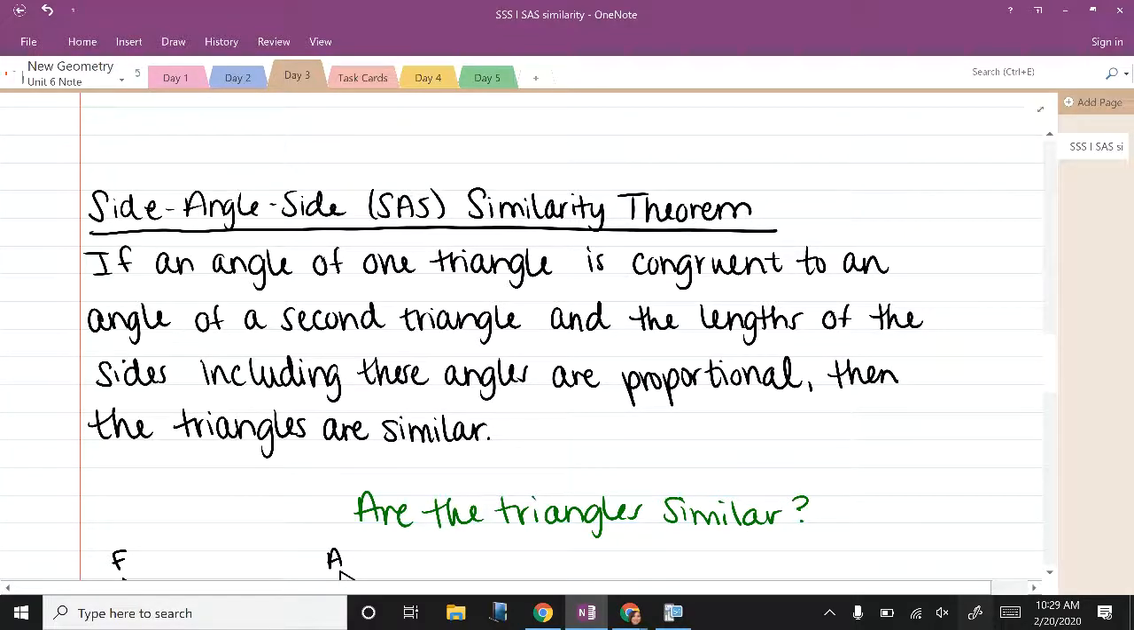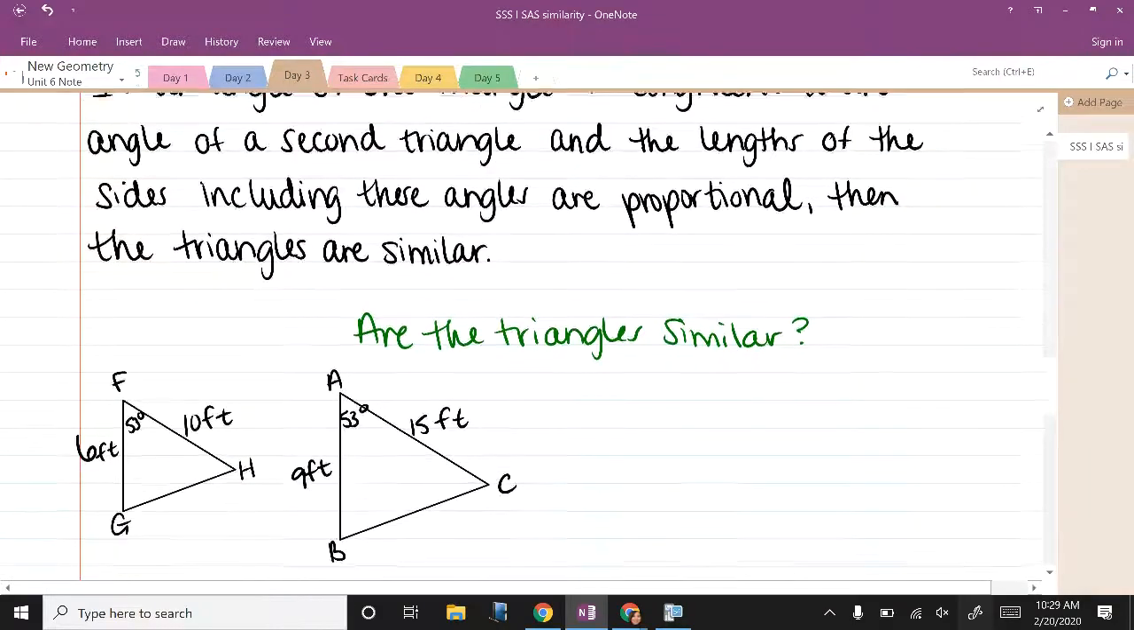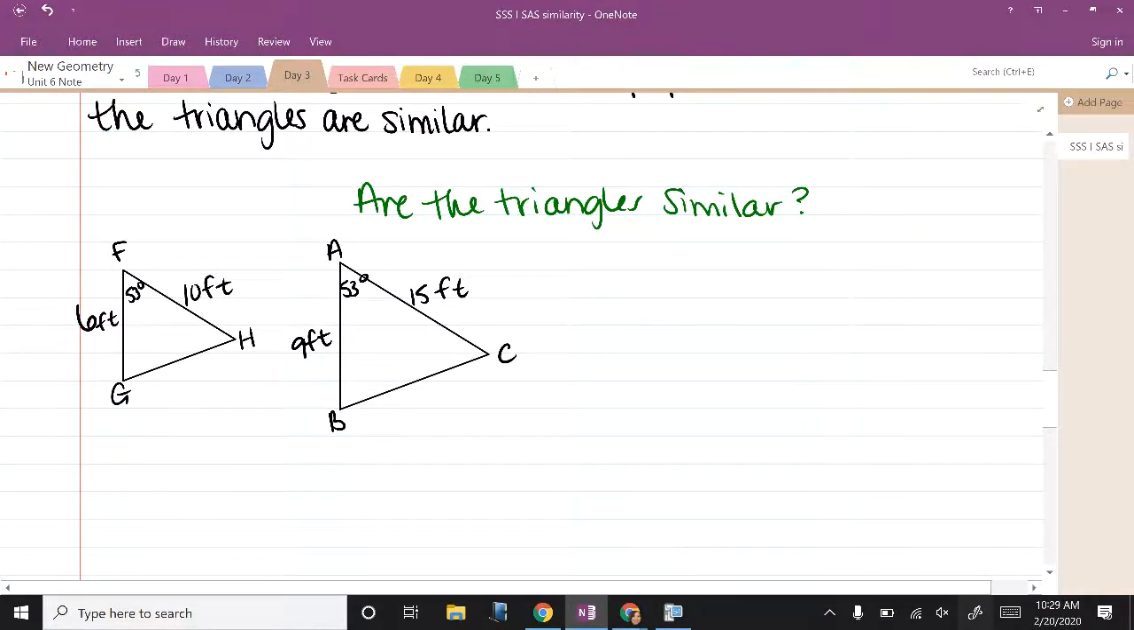So it says if an angle of one triangle is congruent to an angle of a second triangle, and the length of the sides, including the angles, remember including means in between, are proportional, then the triangles are similar. So the question is for this problem, are these triangles similar? These triangles will be similar if the angles are congruent and the sides that include the angle are proportional. Now, proportional means they are the same ratio, right? They reduce down to the same fraction.